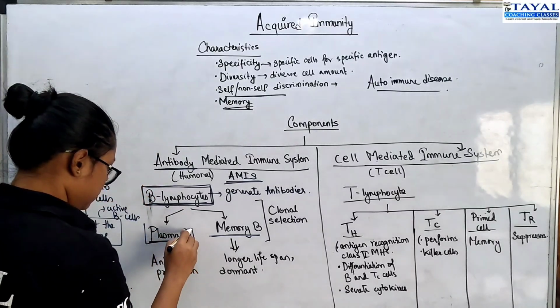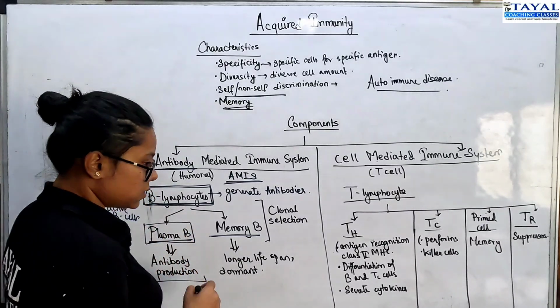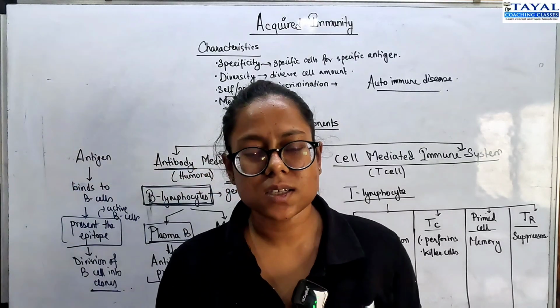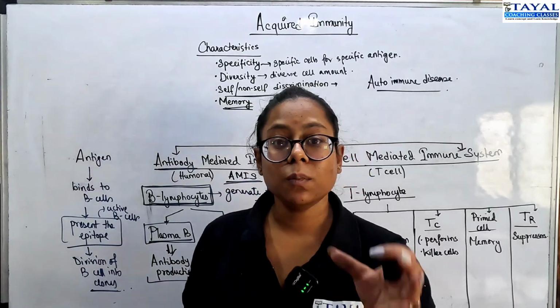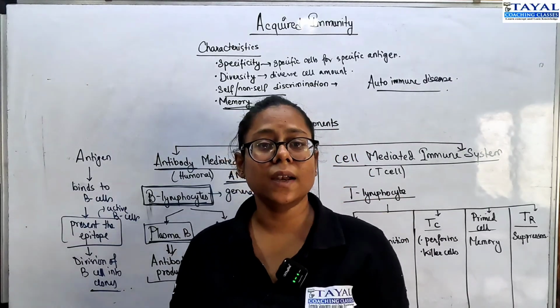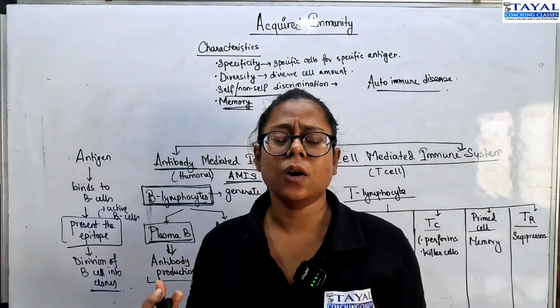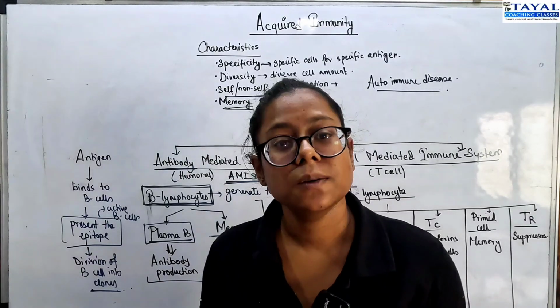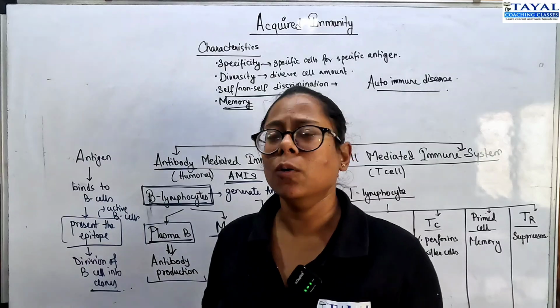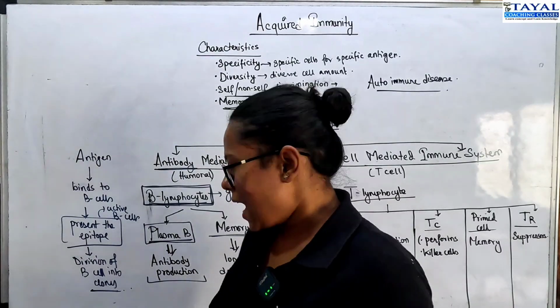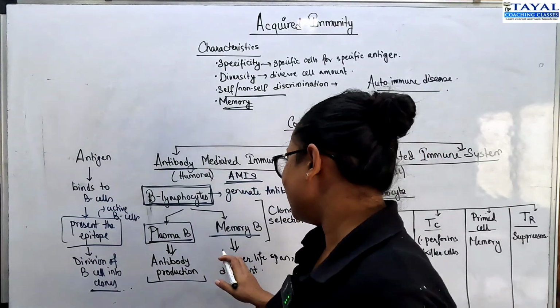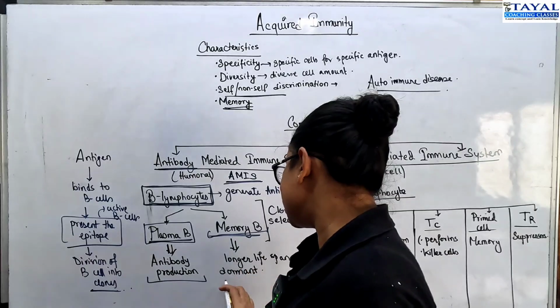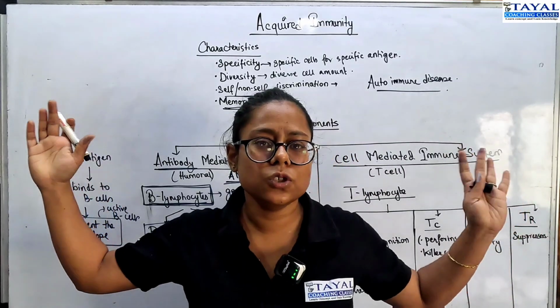Plasma B will produce antibodies. So it looks like it does the same thing, right? But plasma B is capable of producing antibodies at a much higher rate, about 2000 ml per dl per minute, right? Very, very high amount of antibody generation. And it will also divide into memory B cells. These memory B cells will become dormant, but they will have a huge lifespan.